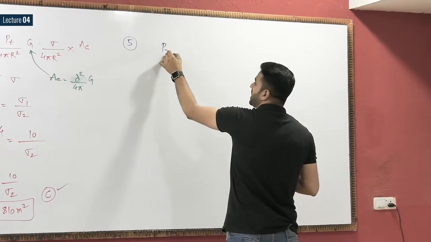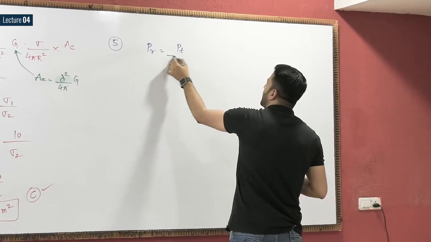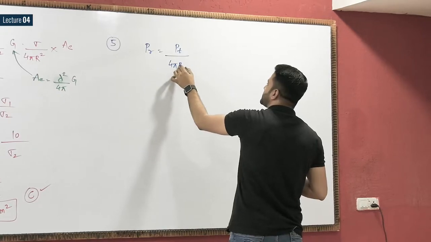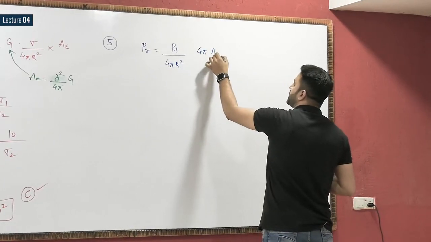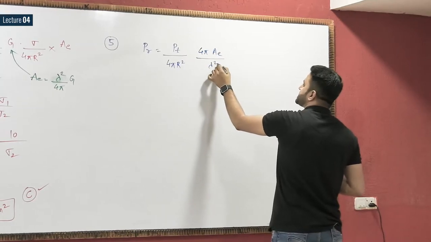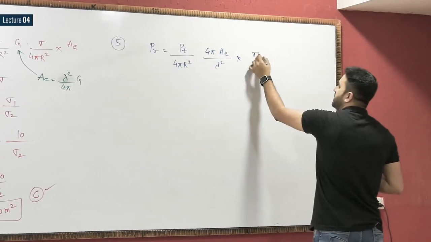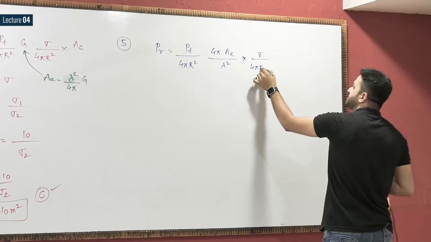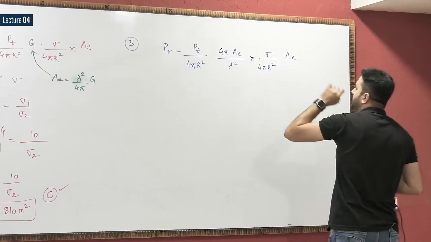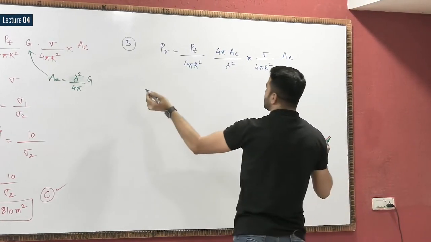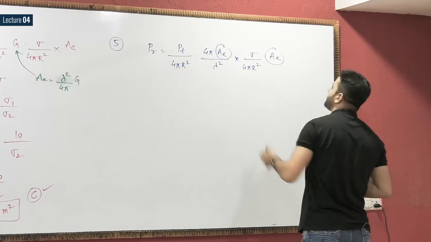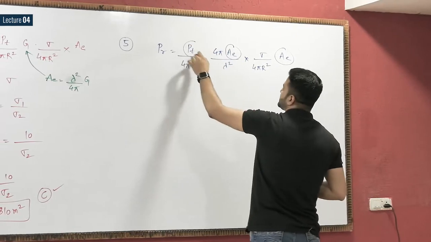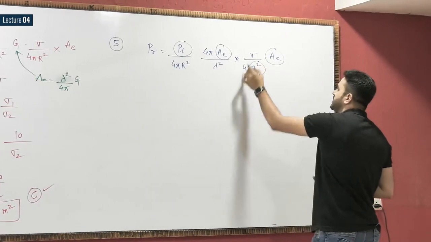So this received power will be PT upon 4 pi R square, and gain is replaced by 4 pi into AE upon lambda square into sigma upon 4 pi R square into AE. So I am not cancelling anything. We are talking about the effective aperture area, and the transmitted power. We want to calculate the range.